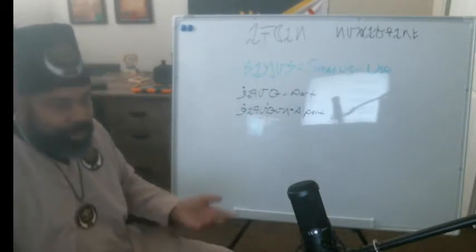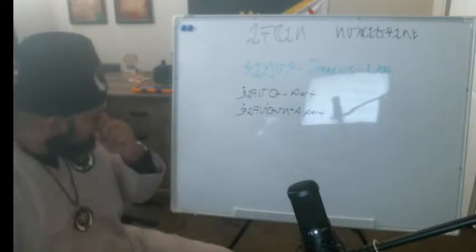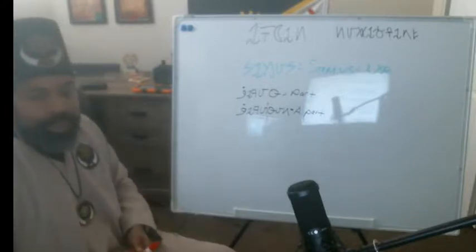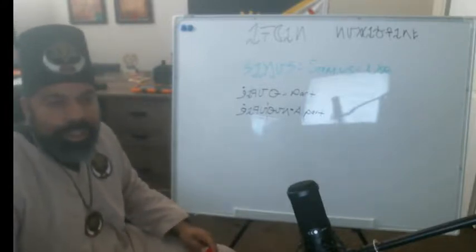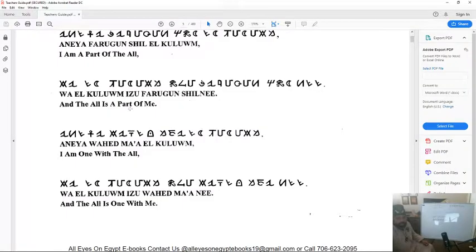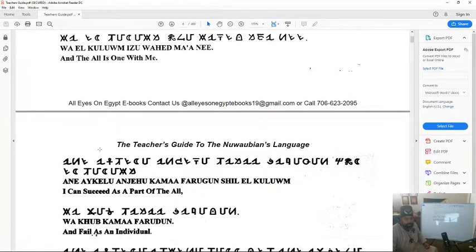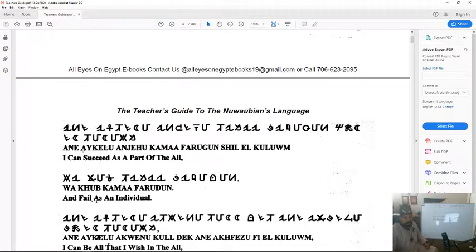So when you see that where it says wa el kulum izu farogun shilni, that's what it is. Let's keep going here. Anea wahed ma'a el kulum, I am one with the all. Wa el kulum izu wahed ma'ani, and the all is one with me. Ane ekelu anjehu kame farugun shil el kulum, I can succeed as part of the all.